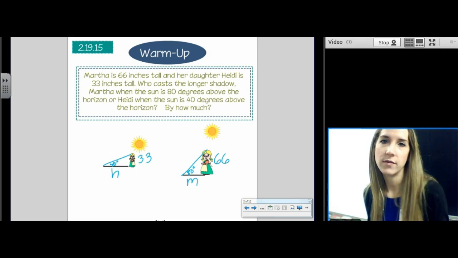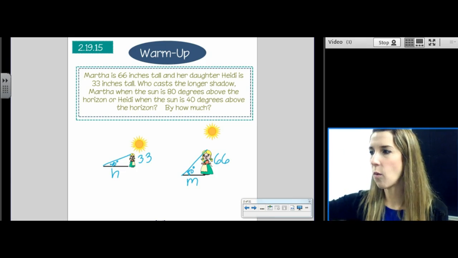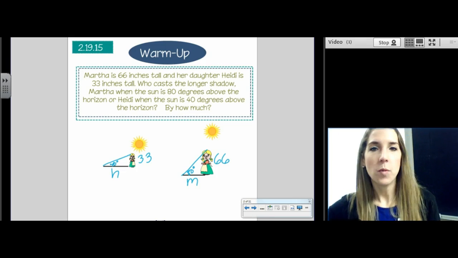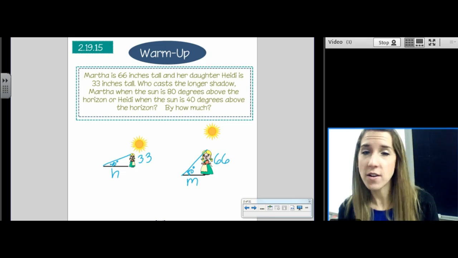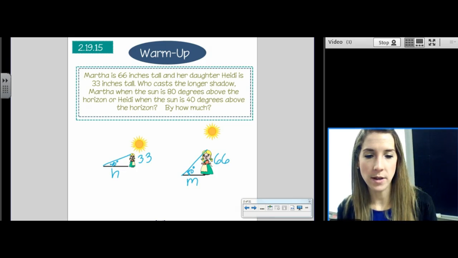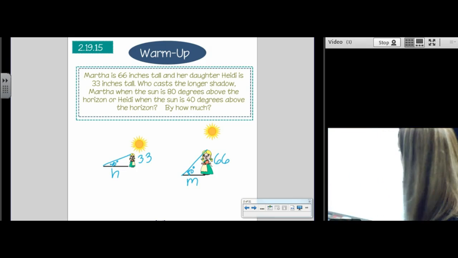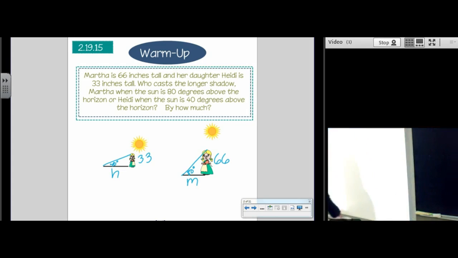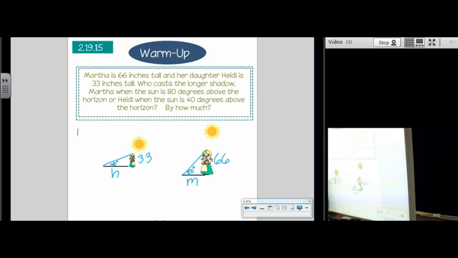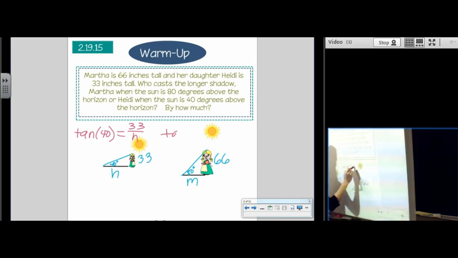Shadows always fall on the ground. I guess they could fall on the wall if the light's behind you, but anyways, we're going to look at shadows on the ground. The shadow would never be the hypotenuse, okay? So yes, these are absolutely tangent. So tan of 40 equals opposite over adjacent, and tan of 80 equals opposite over adjacent.